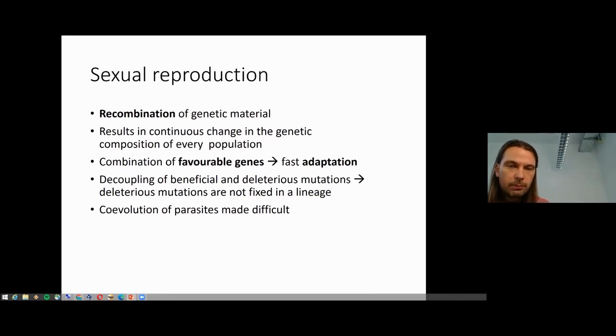So when you think about sexual reproduction, it is important to keep in mind that this is a good process. It helps to produce new phenotypes, but it also depends on the number of offspring and the size of a population. And these are topics we are going to talk about next Monday. Yeah.